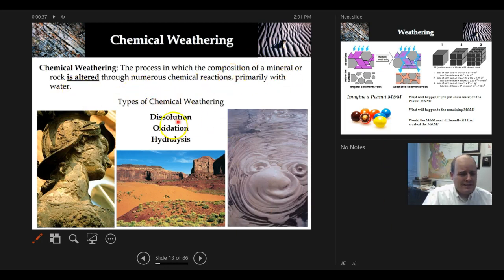So the three main types that we do, and once again, I'm not going to go into details of these because they're in your text and you can go into more detail there and in your assignments. First one is dissolution. That's one you probably understand quite well. For example, if you put salt in your water for cooking your pasta, or if you put sugar in your coffee or whatever you drink, it will dissolve, right? Well, some rocks will actually dissolve around water as well.